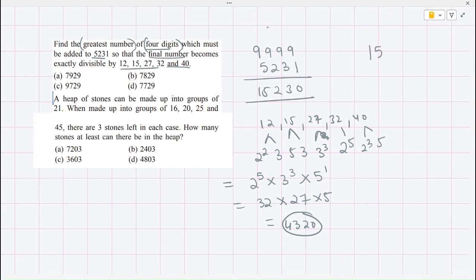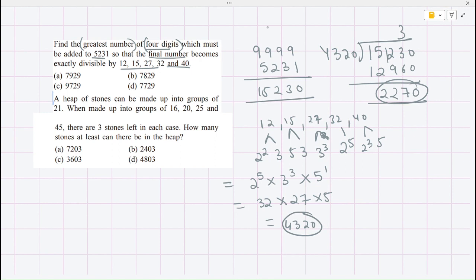So we'll divide 15230 by 4320 to check whether this number is divisible by this number or not. And then we'll see the remainder and then we'll subtract the remainder from this particular number. So this here will go by 3, and if we multiply this by 3, what we get is 12960. And then subtracting here we get 7, then here we get 11, then we get 2 here and again 2 here. So this will be the number.